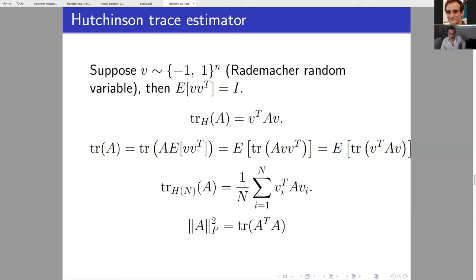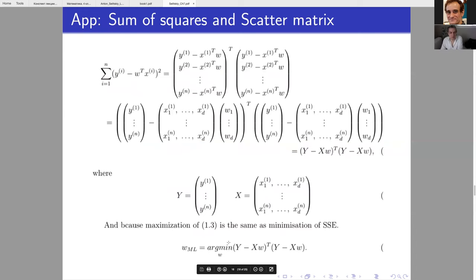So in deep learning, usually this Hutchinson trace estimator is used to estimate the norm of this Hessian matrix. Well, I will skip this, just useful formulas, the matrix notation for linear regression. So in coordinate forms, it's a lot of matrices, but in matrix form, it's just y minus x w transpose times y minus x w.